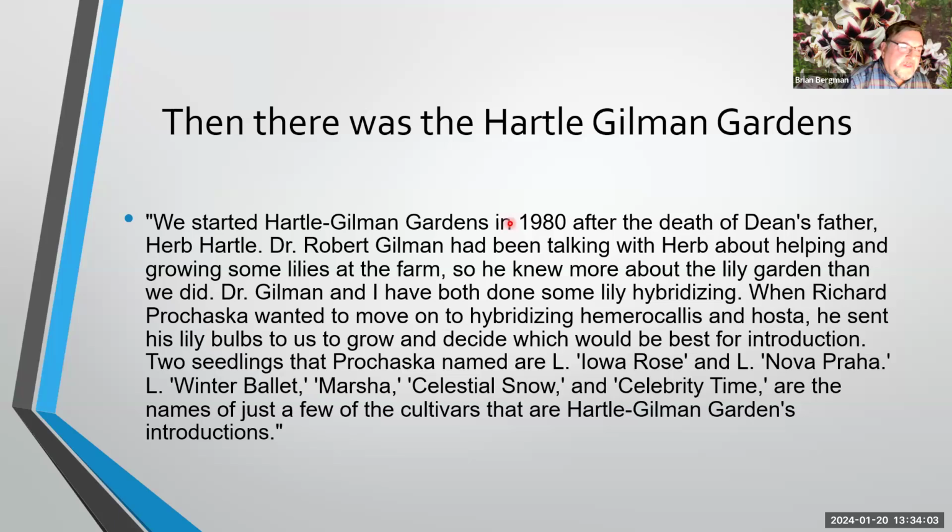So Hartle Gilman, we've heard of Hartle Gilman Gardens. It was started after the death of Dean's father, Herb Hartle, with Robert Gilman, who was a dentist talking to Herb, and they decided they would grow some lilies. Richard Prochaska wanted to move on to hybridizing Hemerocallis and Hosta, so he sent his lily bulbs to the Hartle Gilman people, and they eventually named some of his seedlings. They were growing a lot of lilies from the 80s to the late 1990s, doing a lot of introductions. Next slide.